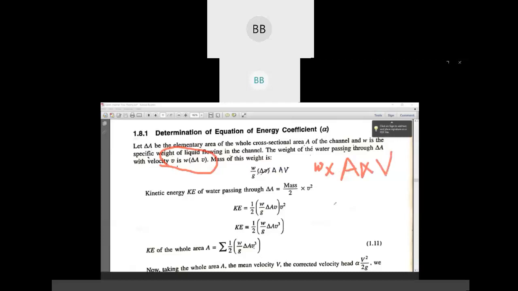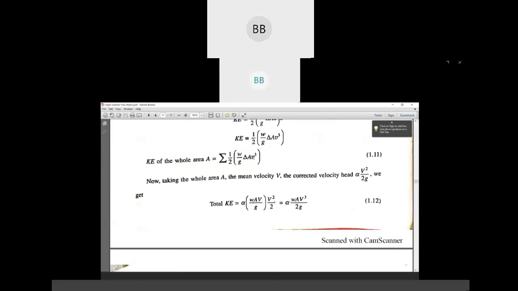So when we consider the mass, we multiply it by capital A, then by your average velocity or mean velocity, that is capital V, for the whole cross sectional area. Then it's divided by acceleration due to gravity. So this is mass. Then we have alpha. As this velocity is not constant, it is the mean velocity, we have to multiply it by alpha. So that is why this is alpha. So this equation is your total energy for your particular cross sectional area.